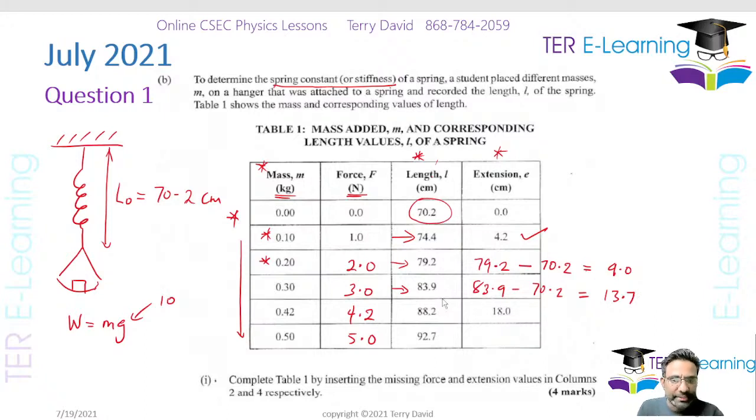Let's just double check that next value there. 88.2 minus 70.2, right? So that's correct. Then to work out this last one here, we're going to take 92.7, and we're going to subtract our 70.2 again. So that's 92.7 minus 70.2, and you're going to get 22.5. So this here is 22.5. So what I've just done here is worked out the table, right?